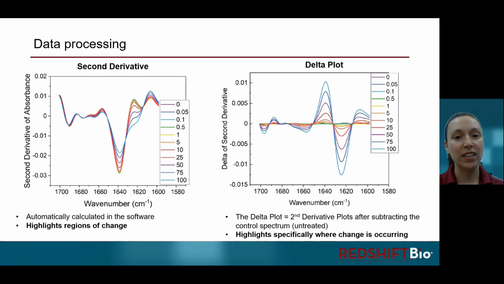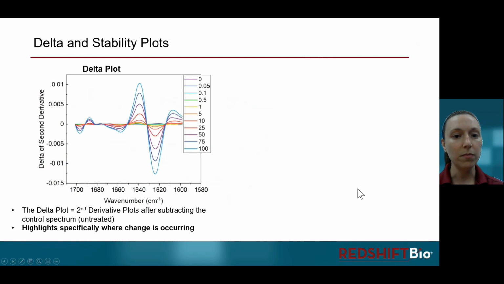From here, the software automatically calculates the second derivative of the absolute absorbance plot in order to enhance regions of change. Taking it one step further, we can also select a control. In this case, it's the 0% spike sample. We subtract that sample from all the other samples, which leaves us with a flat line for the control, and anywhere that deviates is a region of change. Now we can see very specifically where the most change is occurring.